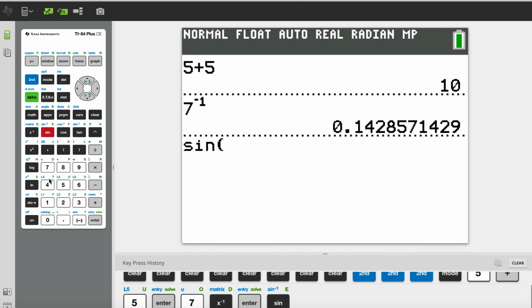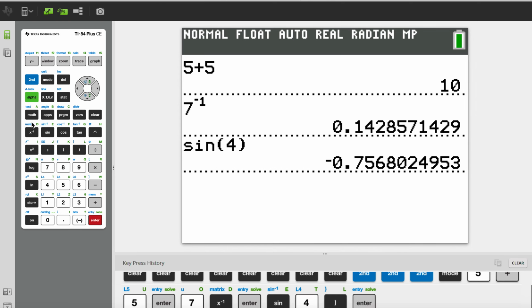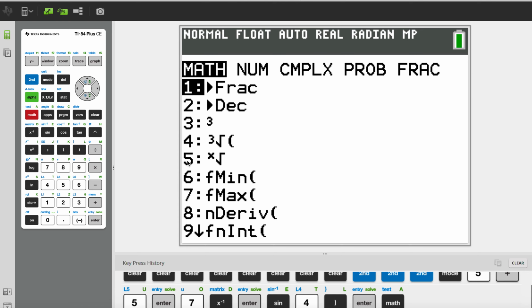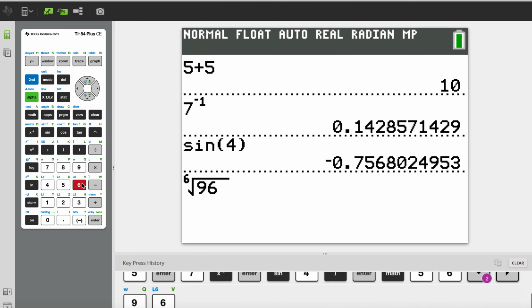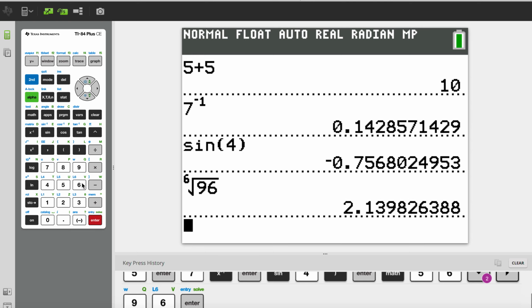If I want to do a sine of 4, I can do it here. If I want to do a square root, for instance of 5, or maybe let's do a large number, probably this, for instance 96 to the root of 6, you'll get a result. So this is always your best friend in this calculator, because you are going to be navigating to many different places.